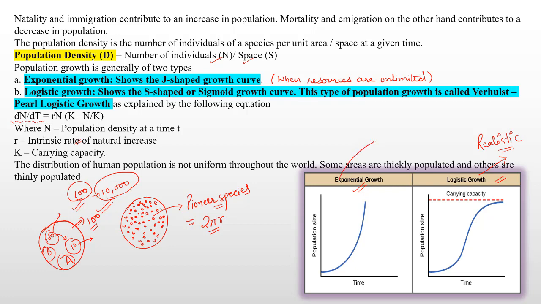And this is the ideal growth curve, or idealistic growth curve. So the exponential growth curve is the idealistic growth curve. It should be like that. But the logistic growth curve is realistic.